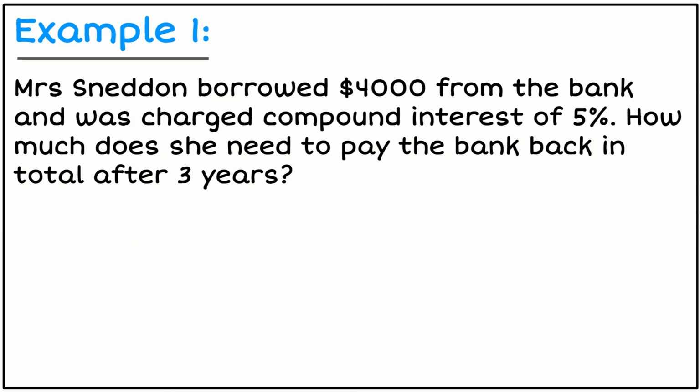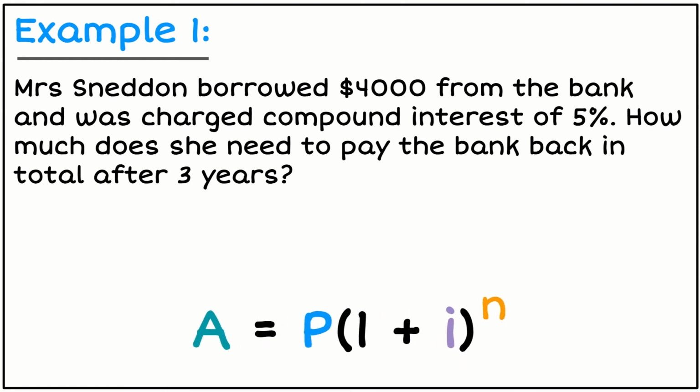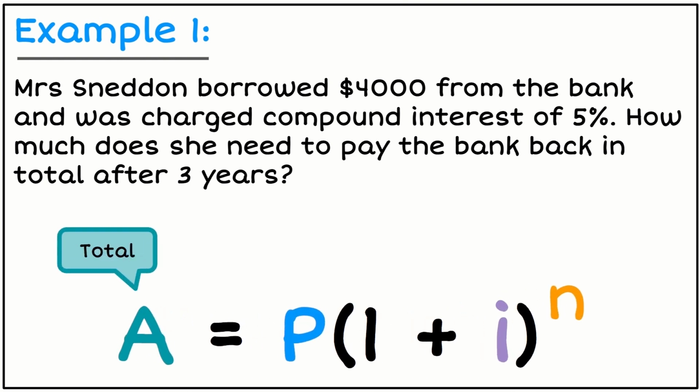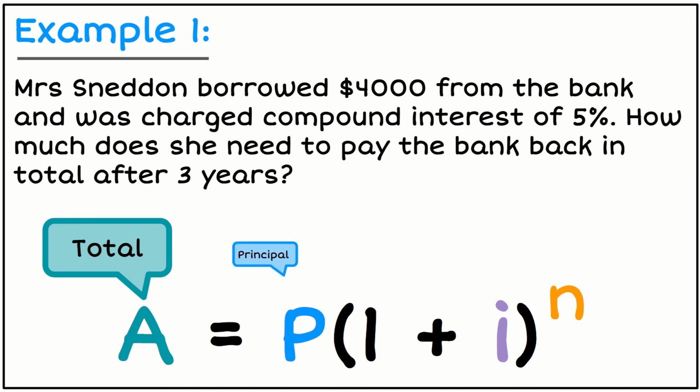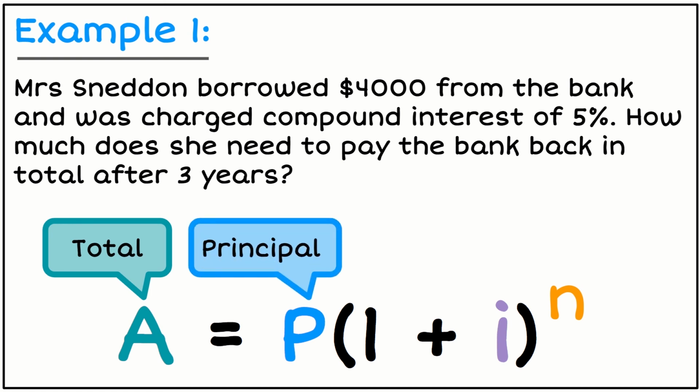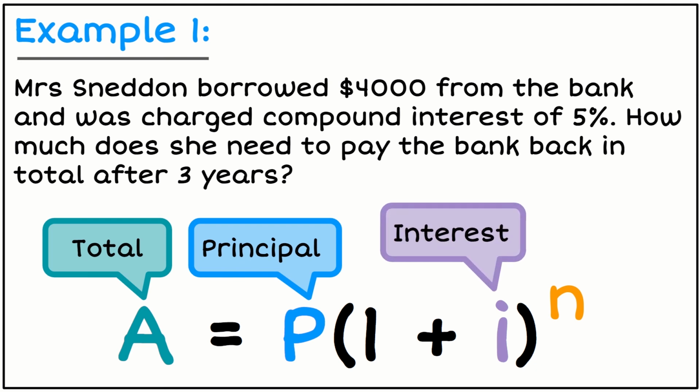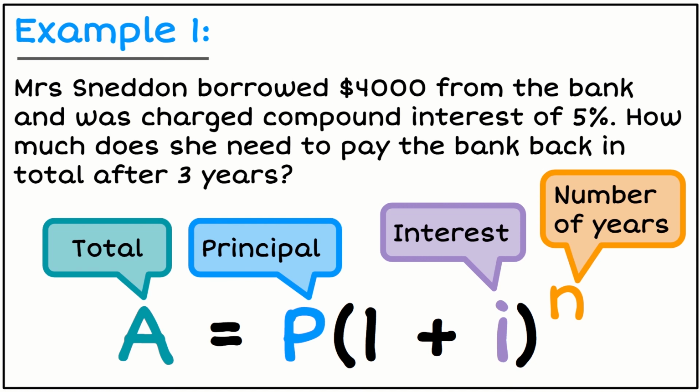So let's have a look at this example. Mrs. Sneddon borrowed $4,000 from the bank and was charged compound interest of 5%. And most banks do charge compound interest, by the way. So how much does she need to pay the bank back in total after 3 years? So that's our formula here. We've got A, which is the total amount after 3 years. We've got P, which is our principal. So that's the $4,000 that we started with, started borrowing. We've got I, which is the interest rate. And in this case, the interest rate is 5%. And then N is our number of years, which is 3 years.